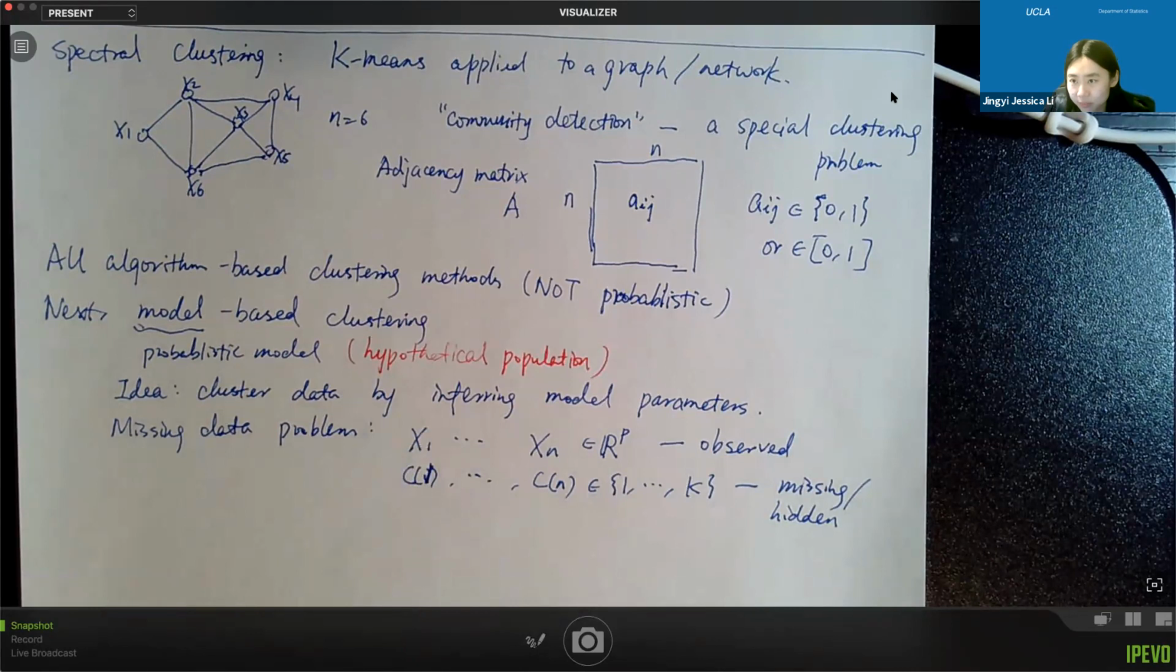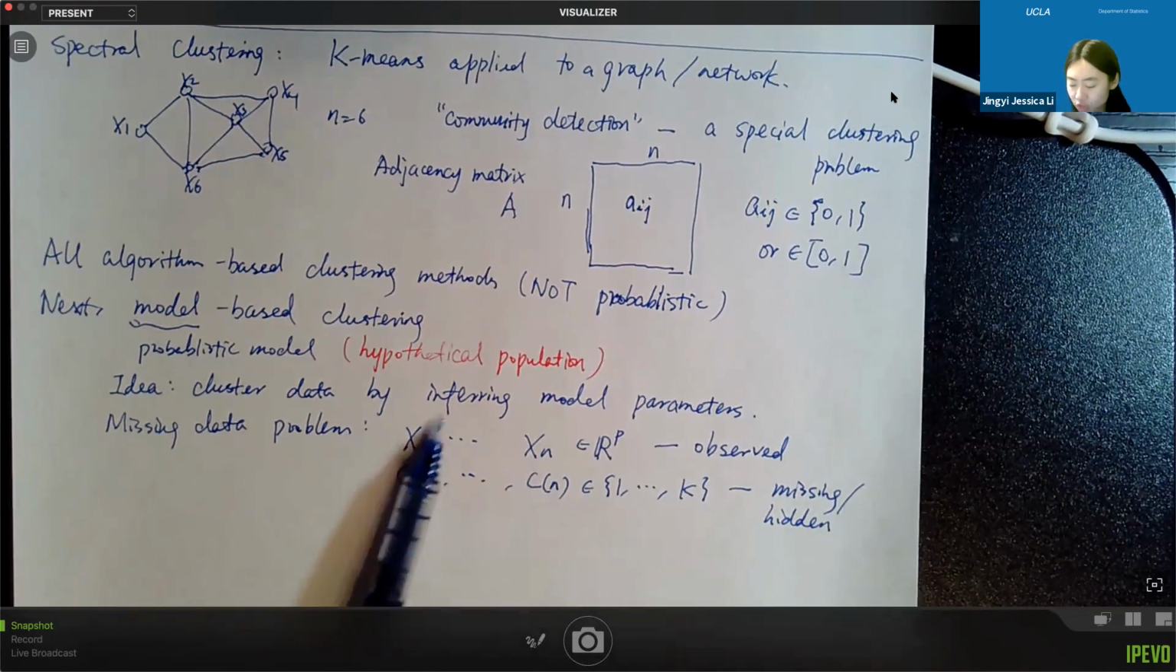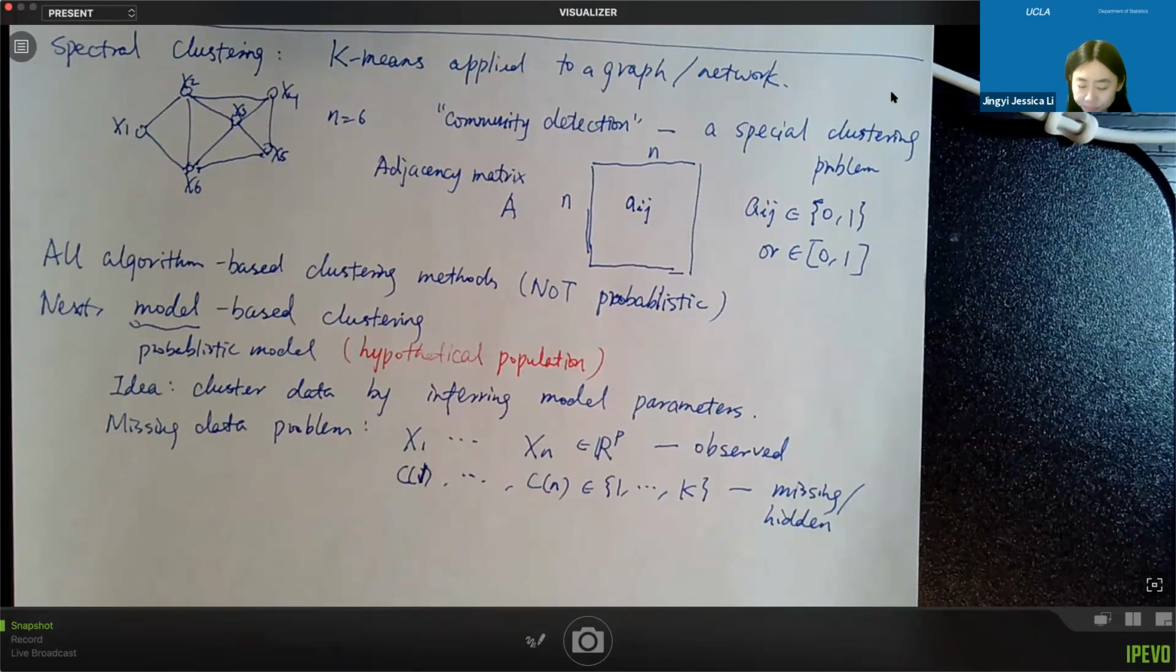That's supervised learning. But in unsupervised learning, the cell types are unknown. We just know that we want to find K cell clusters. And then the question is, how do we know which membership each point has? This is a missing data problem.